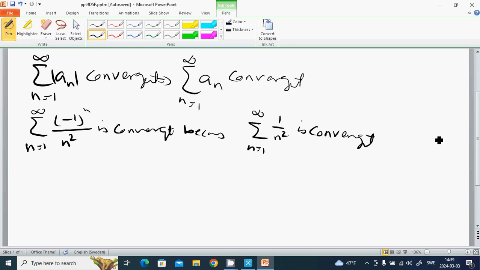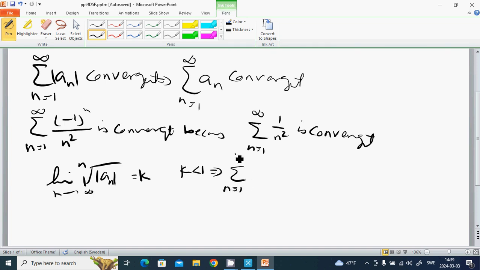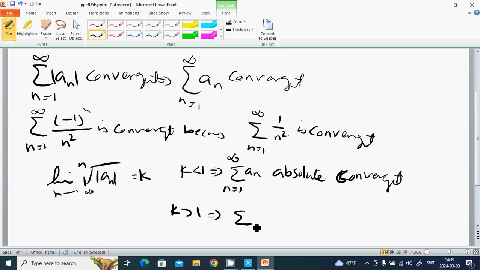Another one: if the limit of the nth root of the absolute value of a_n, as n goes to infinity, equals k, and k is less than 1, then the series a_n is absolutely convergent, and if k is greater than 1, this series is divergent.